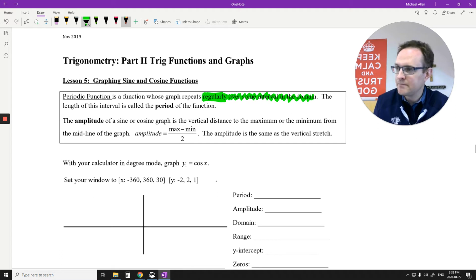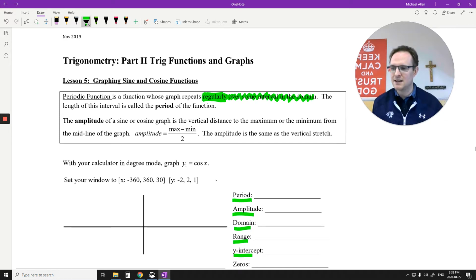the same. Now, I just threw out a bunch of terms there too, like what are these things I was talking about? What are these characteristics? And then down here, it mentions what the characteristics could be. What is the period? What's the amplitude? What's the domain? What's the range? That's obvious. The y-intercept. What are my zeros?